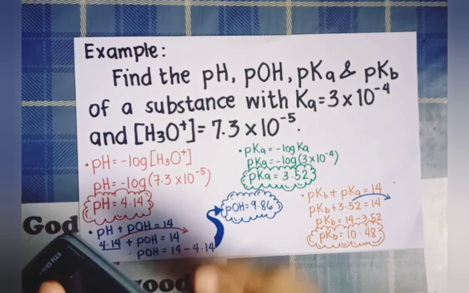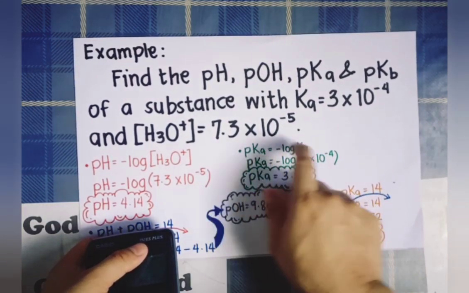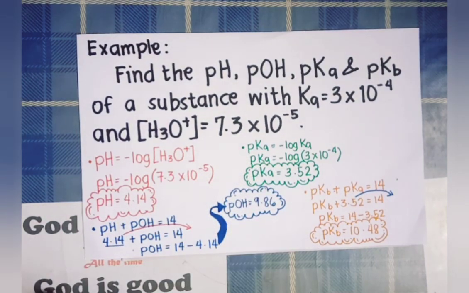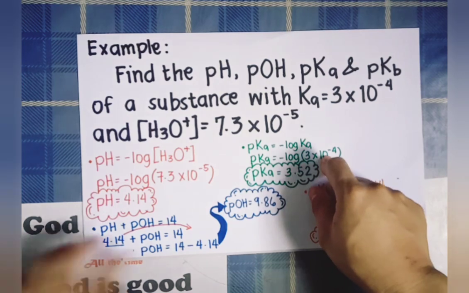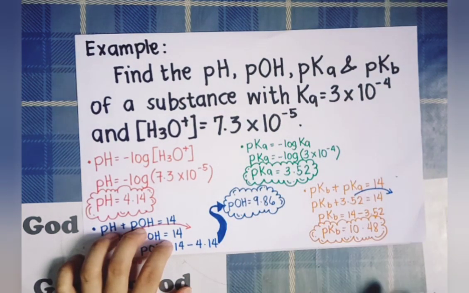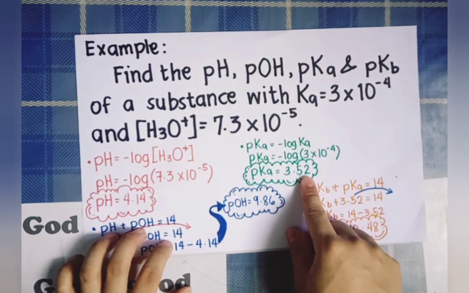How about for the pKa? pKa is equal to negative log of Ka. Again, they are parallel. pKa is equal to negative log of 3 times 10 raised to negative 4, because that is our given Ka here. So pKa is equal to 3.52. If we do this in the calculator, that's equivalent to 3.52.